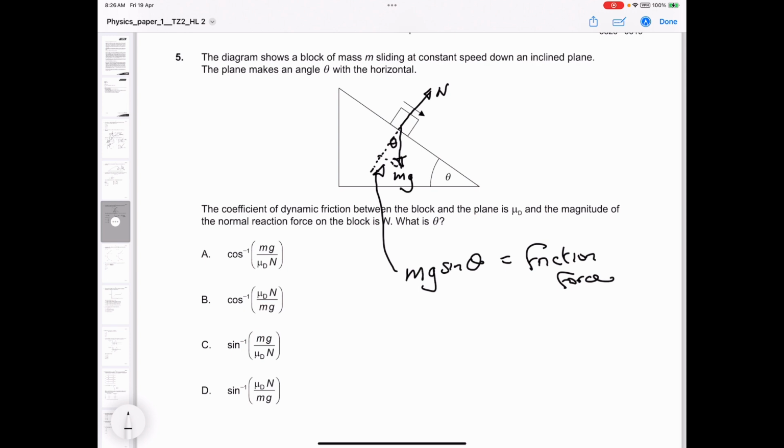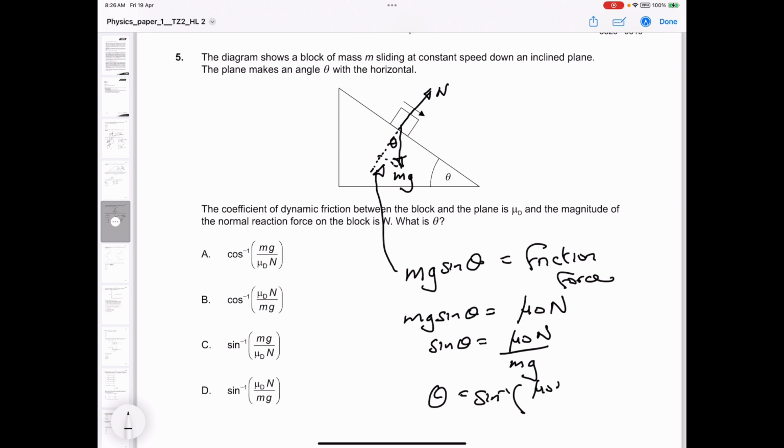But we know friction is equal to mu times normal reaction, so mg sine theta is equal to mu naught n. Therefore, we can say the sine of theta is mu naught n divided by mg. And then the next bit's easy, so theta is just the inverse sine of this, which is mu naught n all over mg. So the answer for this one is D.